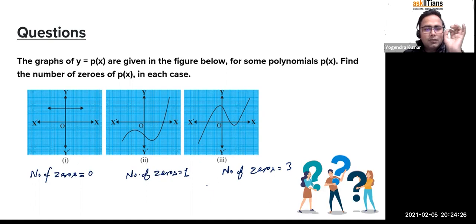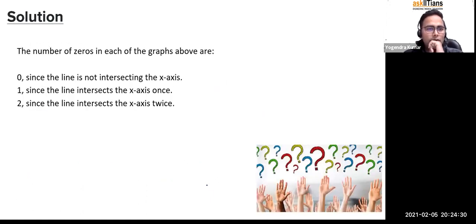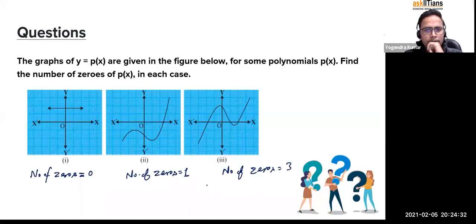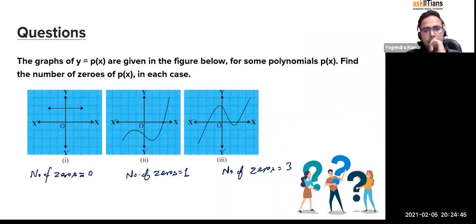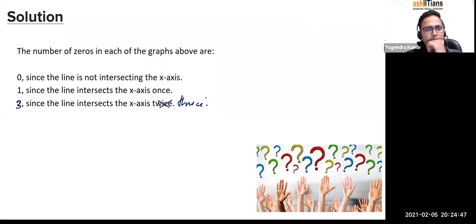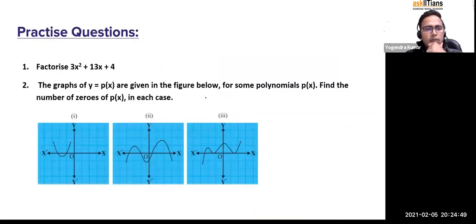How many times a graph is cutting the x-axis is the deciding factor for the number of zeros of the polynomial. Okay, 0, 1, and it is 3 here. You can see clearly it is cutting thrice, right? So that is the solution.